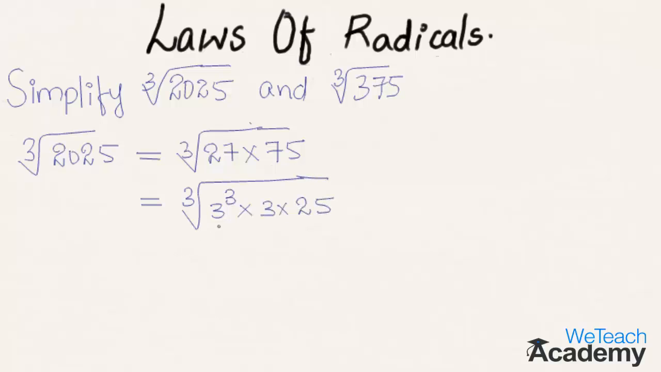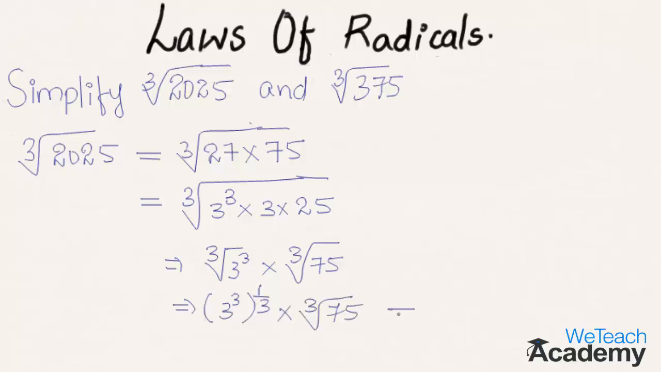So here using the law of radicals, we can write this as cube root of 3 raised to power 3 into cube root of 3 into 25, which is nothing but 75. This can also be written as 3 raised to the power 3 whole power 1 by 3 into cube root of 75. So here 3 one time is 3 and 3 one time is 3. We get 3 raised to the power 1, that is nothing but 3 into cube root of 75. So this is the simplest form of cube root of 2025.